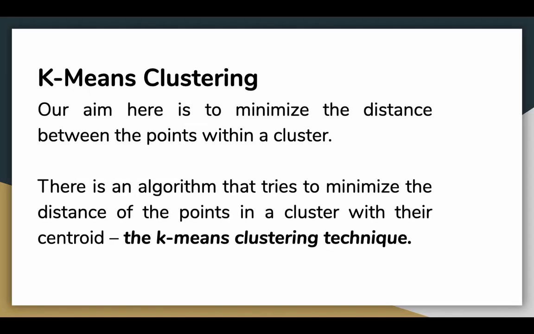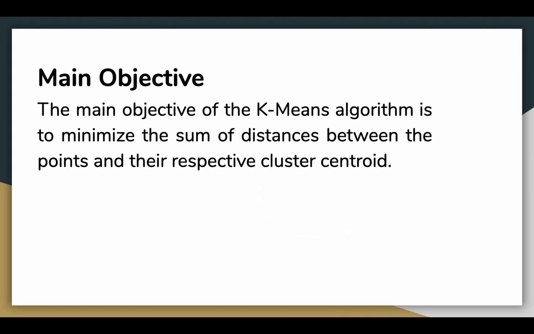So let's talk about k-means clustering now. We have finally arrived at the main part of the video. With regards to generating clusters, our aim here is to minimize the distance between the points within a cluster. There is an algorithm that tries to minimize the distance of the points in a cluster with their centroid. This is called the k-means clustering technique. The main objective of the k-means algorithm is to minimize the sum of distances between the points and their respective cluster centroid. Let's see how the algorithm works in action.